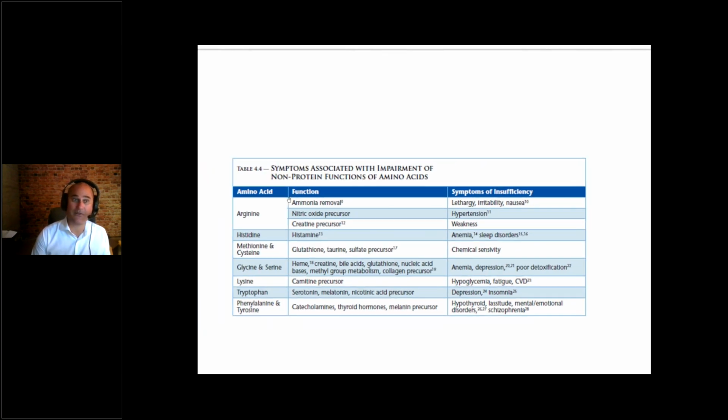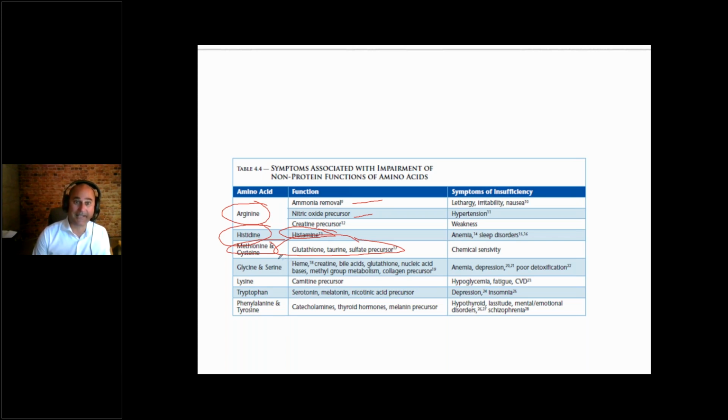Okay, and just more things that amino acids do. If you didn't think that was enough, these are symptoms associated with impairment of non-protein functions of amino acids. So the other things that amino acids can do outside of assembling proteins. Arginine, an amino acid, helps remove ammonia. It helps produce nitric oxide. Pretty important stuff, right? Histidine, an amino acid, helps produce histamine. Super important. Methionine and cysteine help produce glutathione. Couldn't get more important than that, the body's major antioxidant.